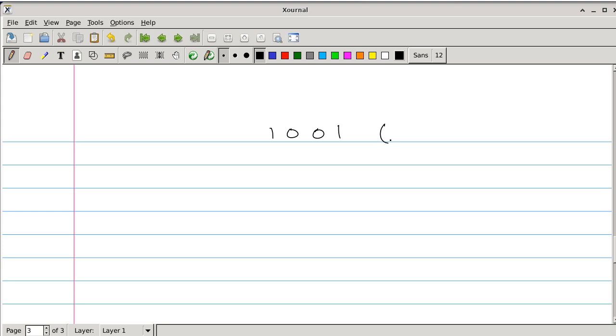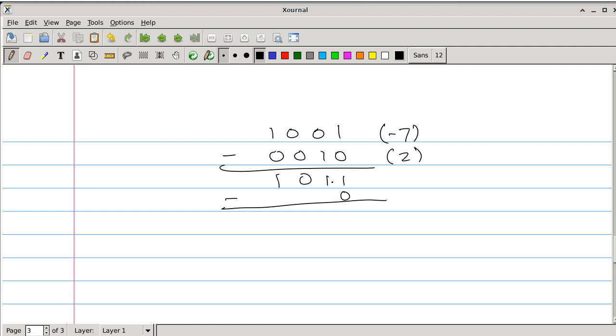Negative 7. Very good. Okay, so this is negative 7. And then we have 0, 0, 1, 0, which is representing 2. Go through the subtraction. So this is the Q row. This is the T row. Okay, there's no borrow here. There's a borrow here. There's a borrow here. There's no borrow here. And then we have the D row, which is 1, 1, 1, and then the 0 over here. So this 0 is telling us what? It's telling us that negative 7 is less than 2 is false.